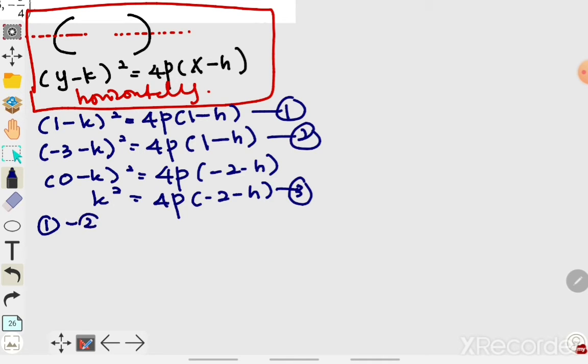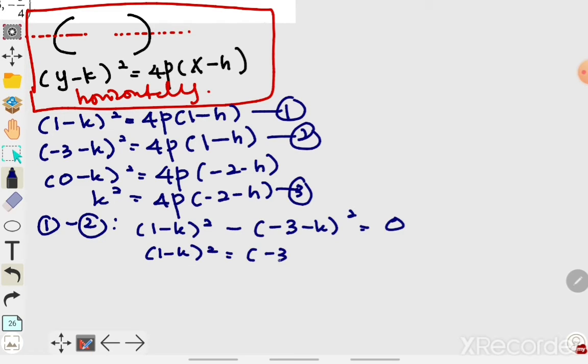So let's have the first minus the second. So first minus second, we have 1 minus k squared. Need to move it to the left side, negative 3 minus k squared equals, and on the right-hand side both are the same, so minus minus the same, so this becomes 0. Then we have 1 minus k squared equals negative 3 minus k squared. Alright, so we have 1 minus 2k plus k squared equals 9 plus 6k plus k squared.